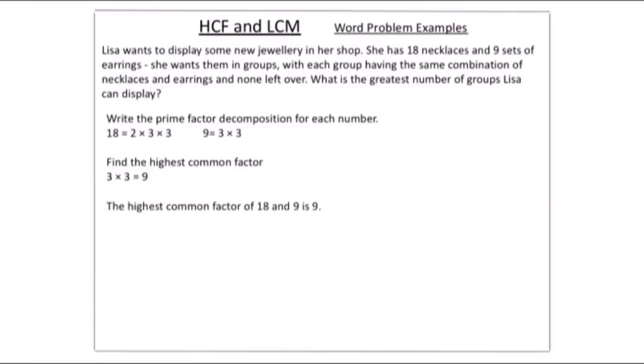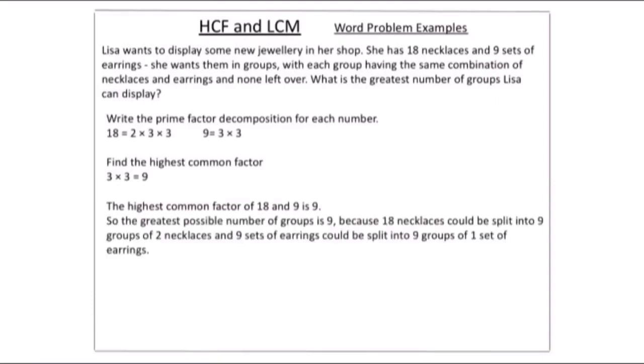And the highest common factor of 18 and 9 is 9. So the greatest possible number of groups is 9, because 18 necklaces could be split into 9 groups of 2 necklaces, and 9 sets of earrings could be split into 9 groups of 1 set of earrings. The greatest number of groups Lisa can display is 9.